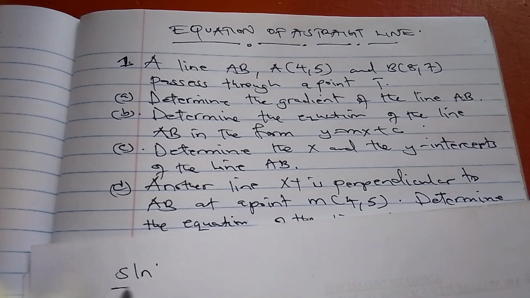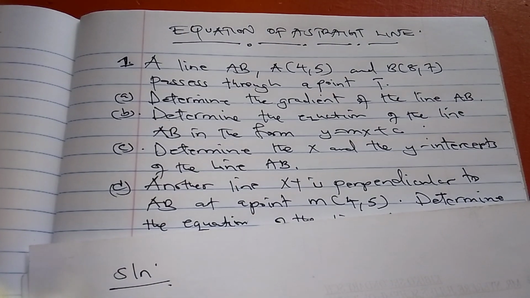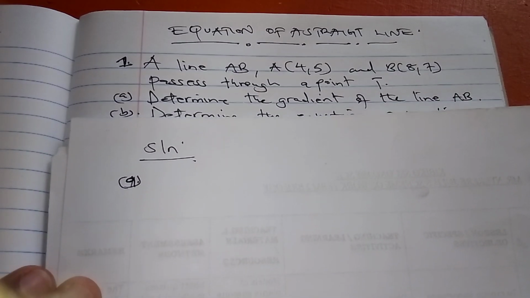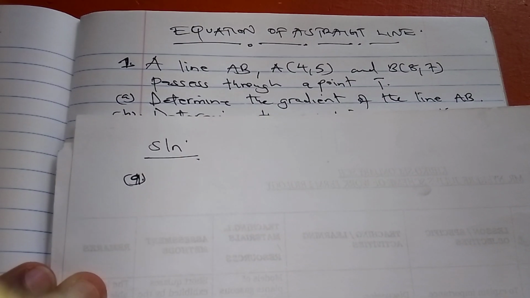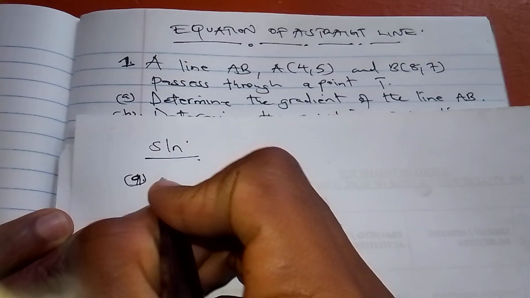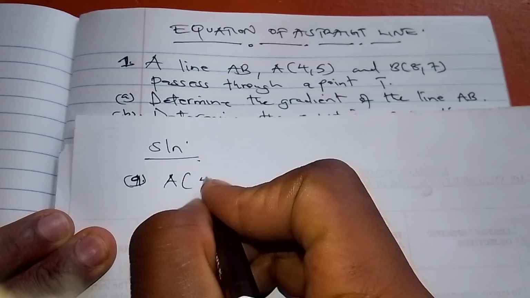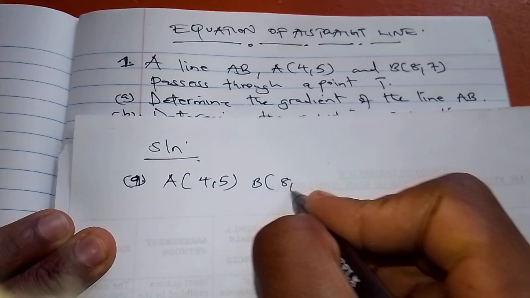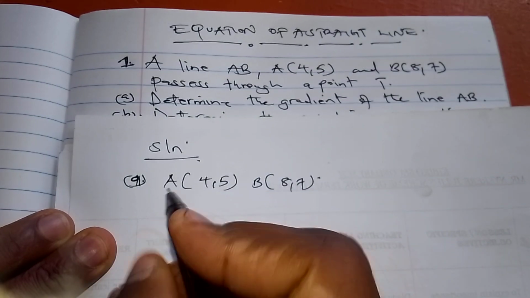Solution to A. Determine the gradient of the line AB. Originally we had the coordinates of A to be (4,5) and the coordinates of B to be (8,7). So how do we get the gradient?